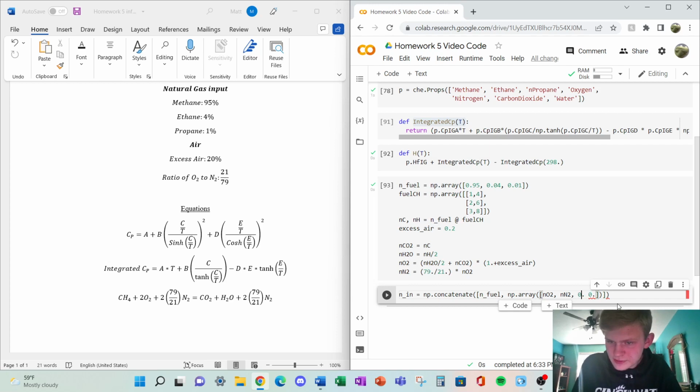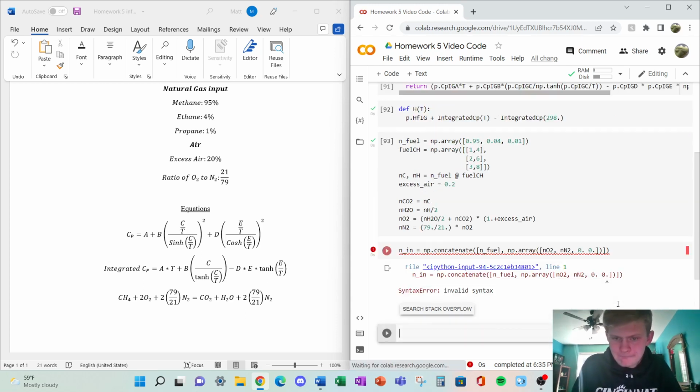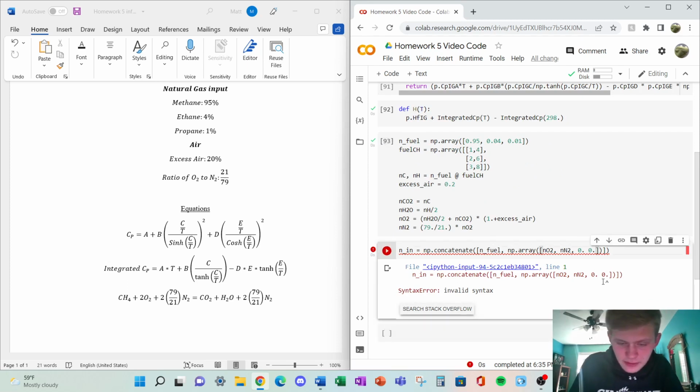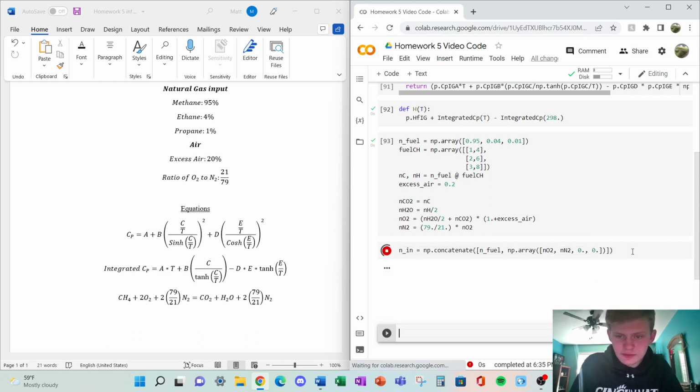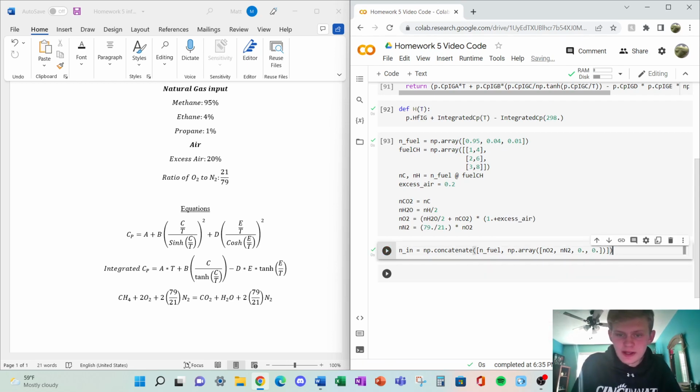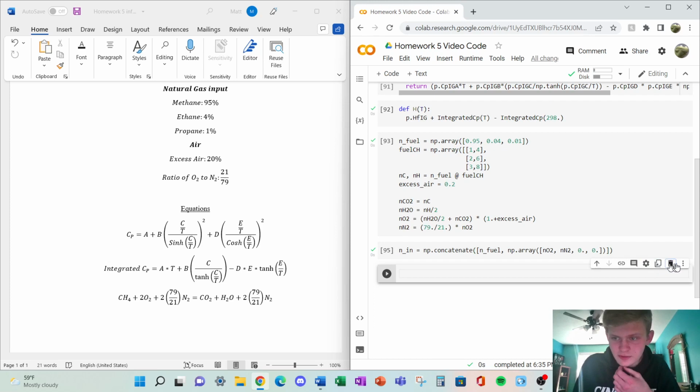It's not liking something, sorry. Syntax error. Oh, I see what I did. Forgot a comma. So we'll just call that function again and get rid of this one.